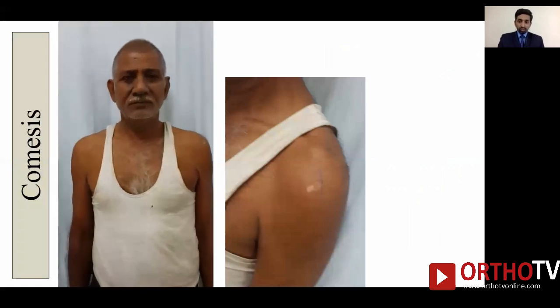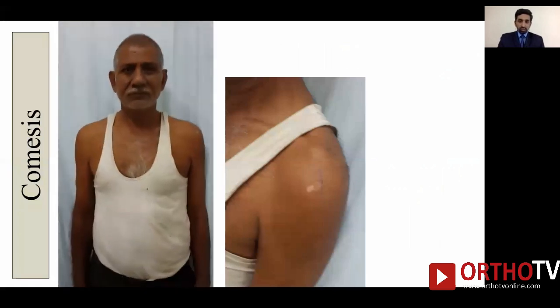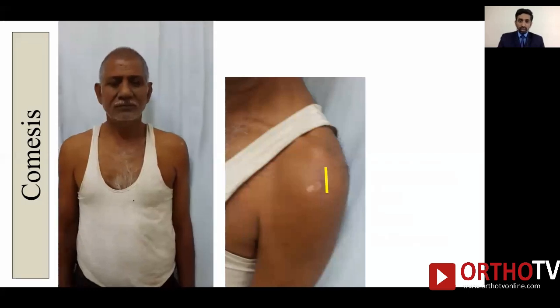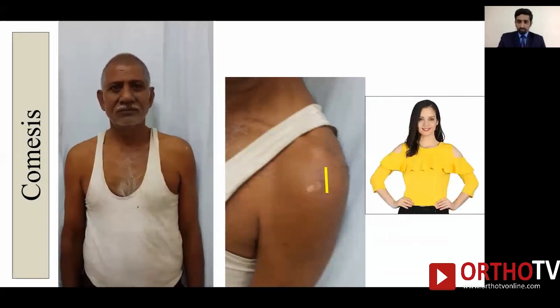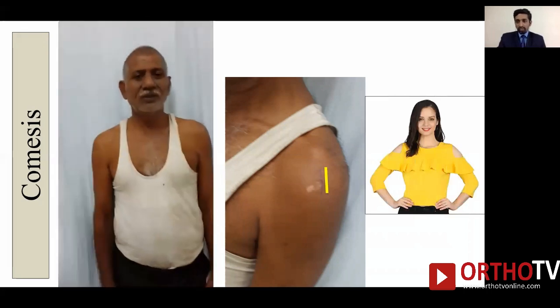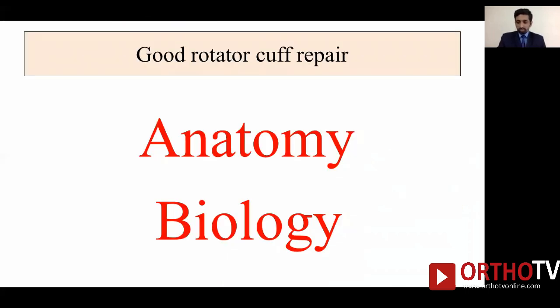Cosmesis: if you look at cosmesis, both have almost the same. None of my patients wear this kind of dresses, so really, cosmesis is not a concern in our patients.